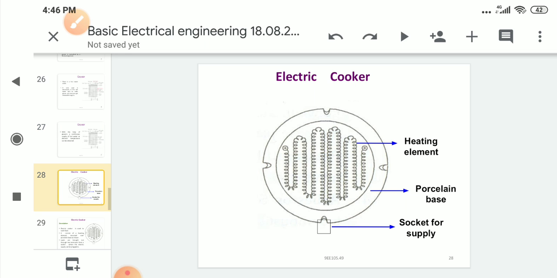And the next is about the electric cooker. What is the electric cooker? This is one type of application of the heating effect of electric current. An electric cooker is a simple heat producing device used for cooking food. Sometimes it is called an induction stove also.